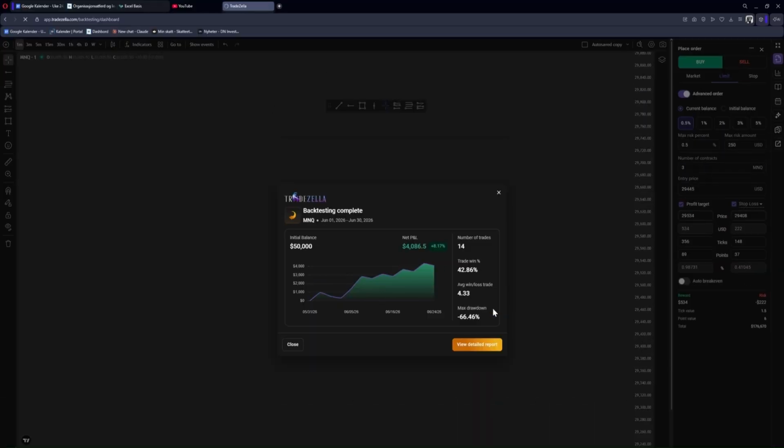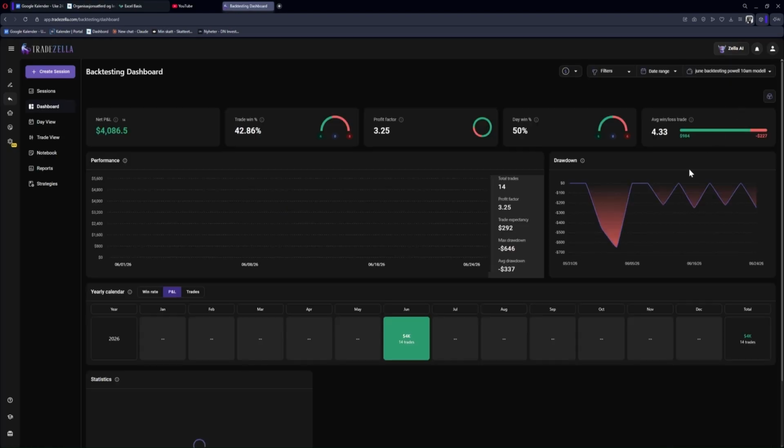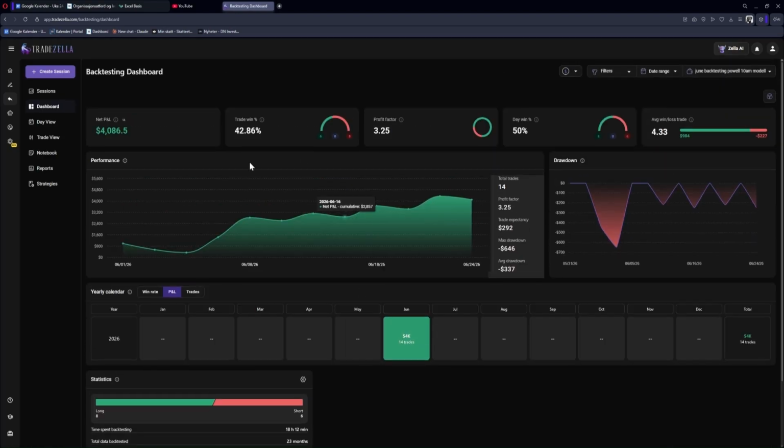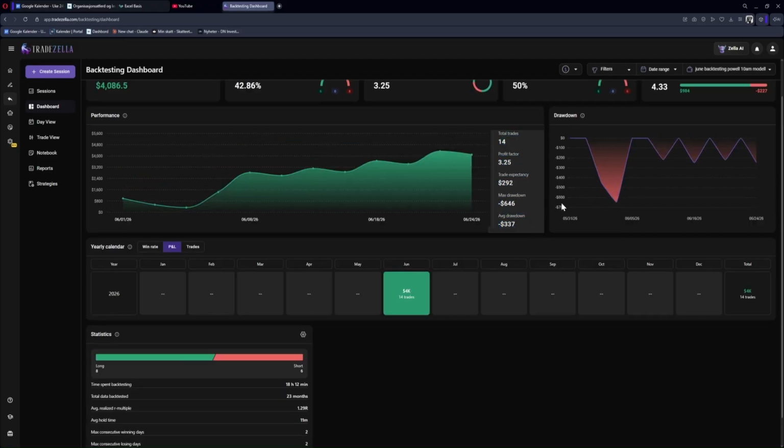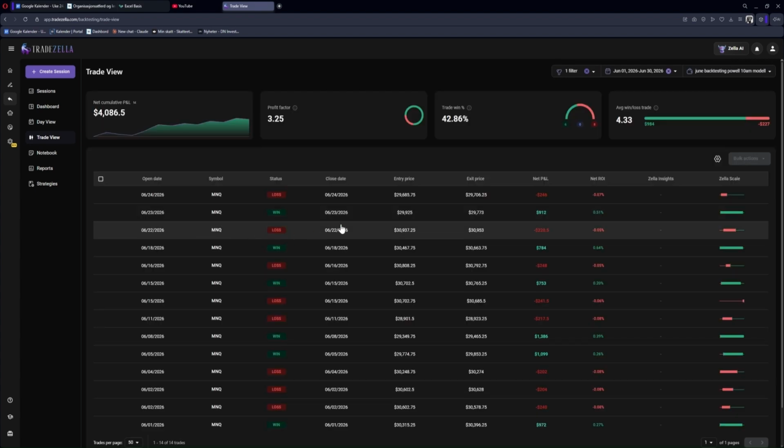So let's see how the 10 AM Powell model made it out today. Okay, we had a net P&L of $4,000. We had a day win rate of 50%, a profit factor of 3.25. Trade win was 42%. Average win/loss, yeah, you can see, really good curve. Trade expectancy, we had some drawdown, and then we shoot up. We had 14 trades in the whole month.